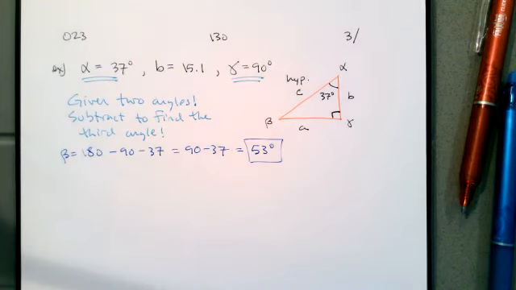And we've already got one of the three things that we're looking for. We have two angles, so we should subtract to find the third angle. That should just be a reaction. We should just do that right away. Now we have an abundance of information.